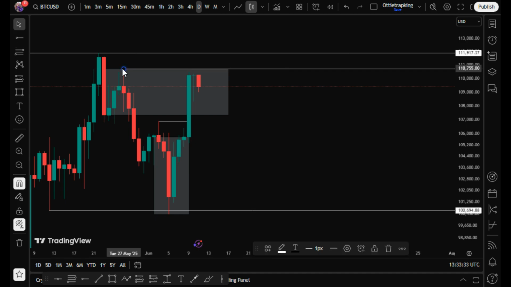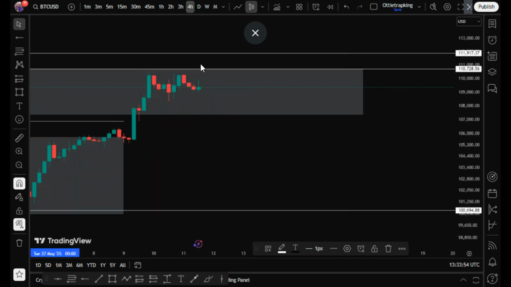At this level here, we want to see the continuation of buyers. But looking at this, this was the Monday candlestick. Monday candlestick came inside here and failed to close above it. So let's look at the 4 hours.